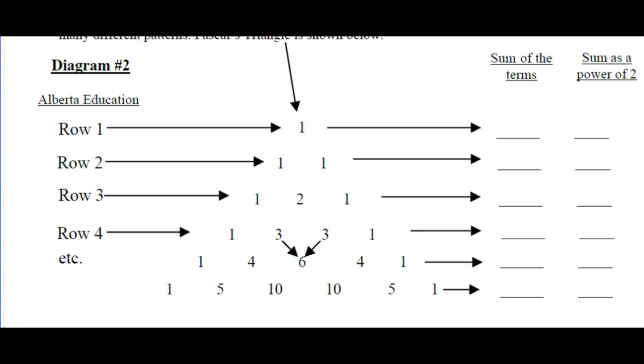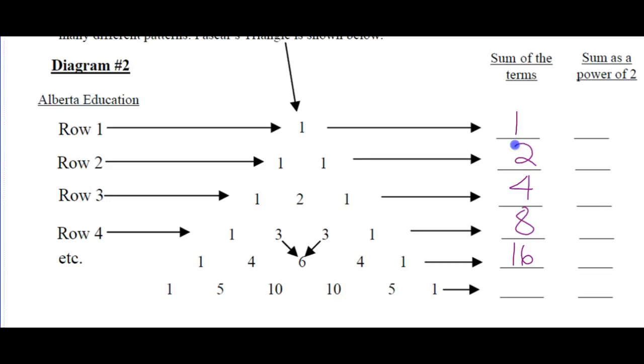All right, so row 1, sum of the terms. So if we add up, what's the sum of the terms? 1. Good. Took some work to get there. Row 2, 1 and 1: 2. Row 3, 1 plus 2 plus 1. Then 1 plus 3 plus 3 plus 1. Then 1 plus 4 plus, we just did that one, right? That's 16. You noticing a pattern here?